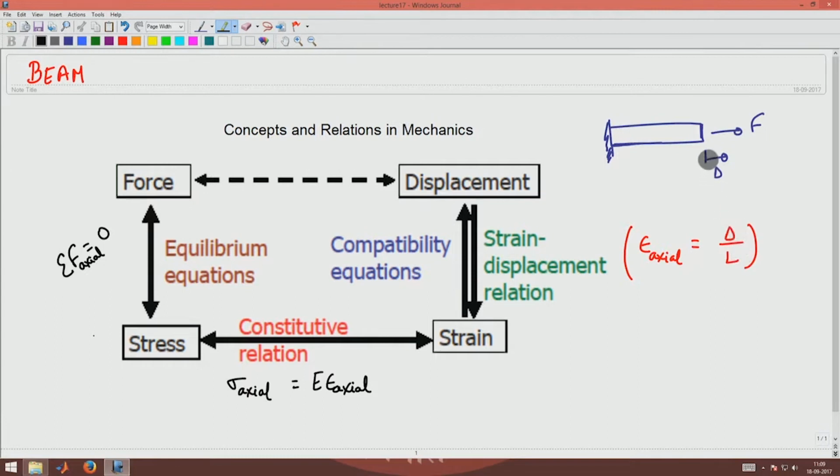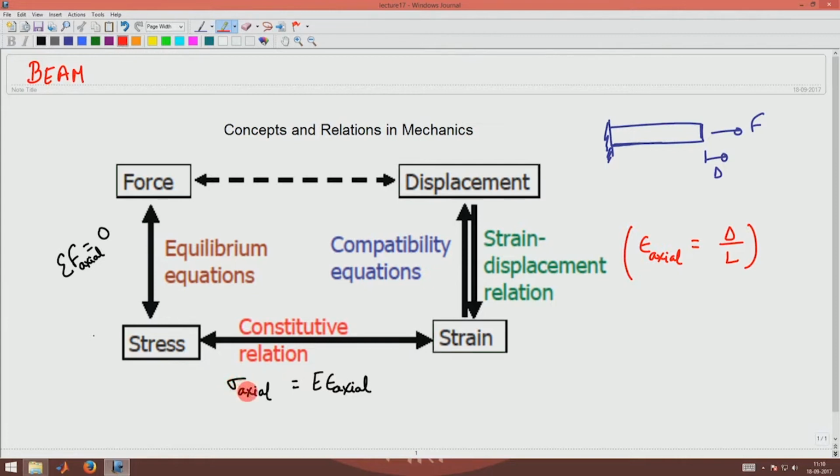Welcome to the 17th lecture in Mechanics of Materials. In the last lecture we saw how to solve a boundary value problem involving an axial member. In particular, we saw that the observable strain can be written as delta by L, where delta is the deformation of one of the section points, where the other section point is fixed. If both the section points move, then it will be delta A minus delta B by L.